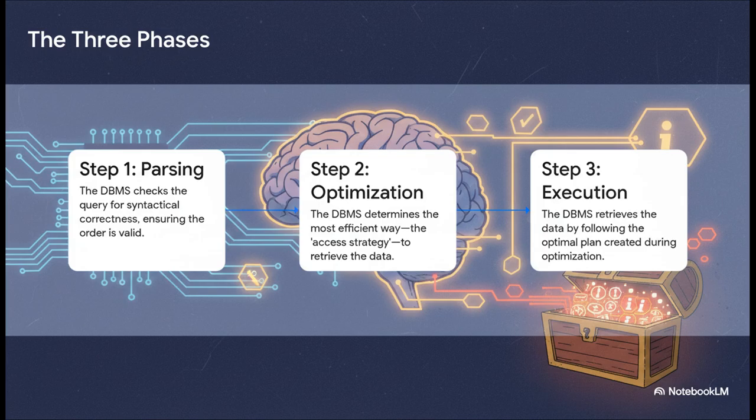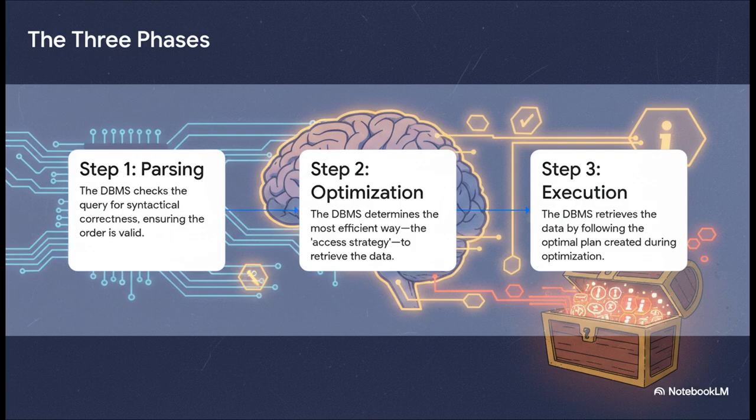So what are these three phases? Let's stick with an analogy. How about pizza delivery? It makes perfect sense. First up is parsing. This is basically the person on the phone, checking your order. One large pepperoni. Okay, that's a valid order. One large shoe pizza. Nope, that's not going to work. That's parsing. Then comes the most important part, optimization.